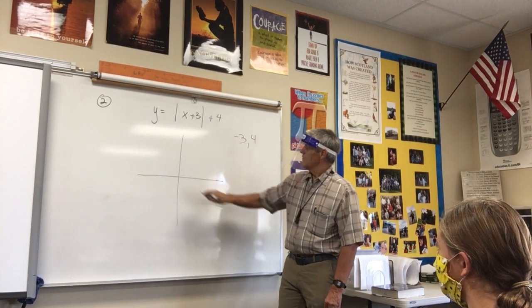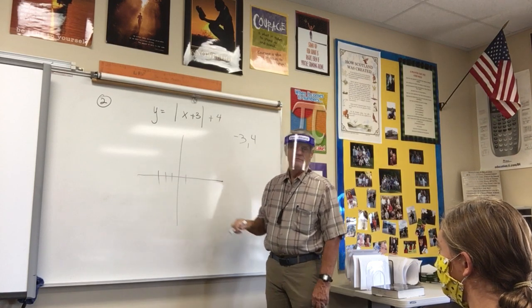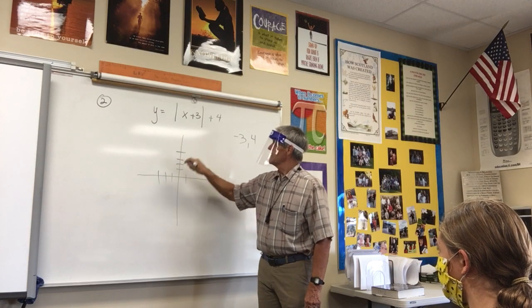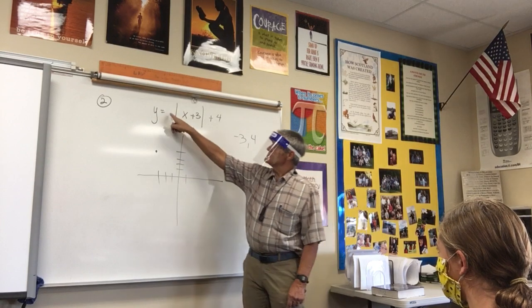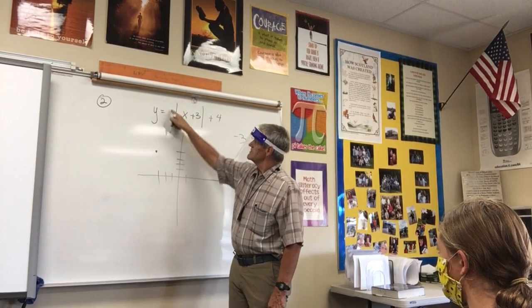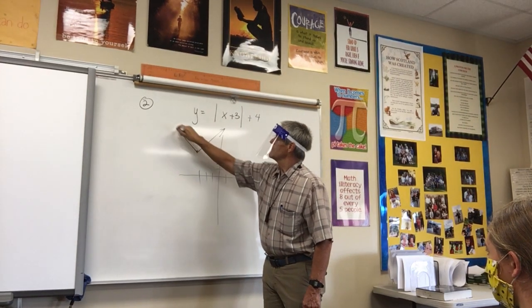Okay, so I'm going to go over one, two, three in the negative direction, and then up one, two, three, four. That's going to give me my vertex. Because this is positive, it's going to go up. Because there isn't a slope right here, it's going to be at 45 degrees this way and 45 degrees that way.